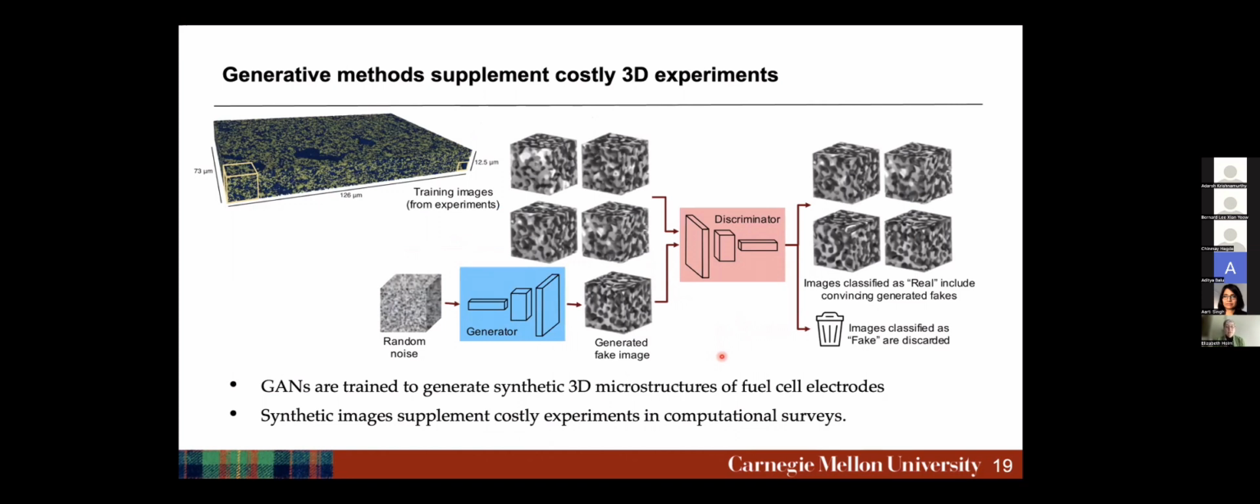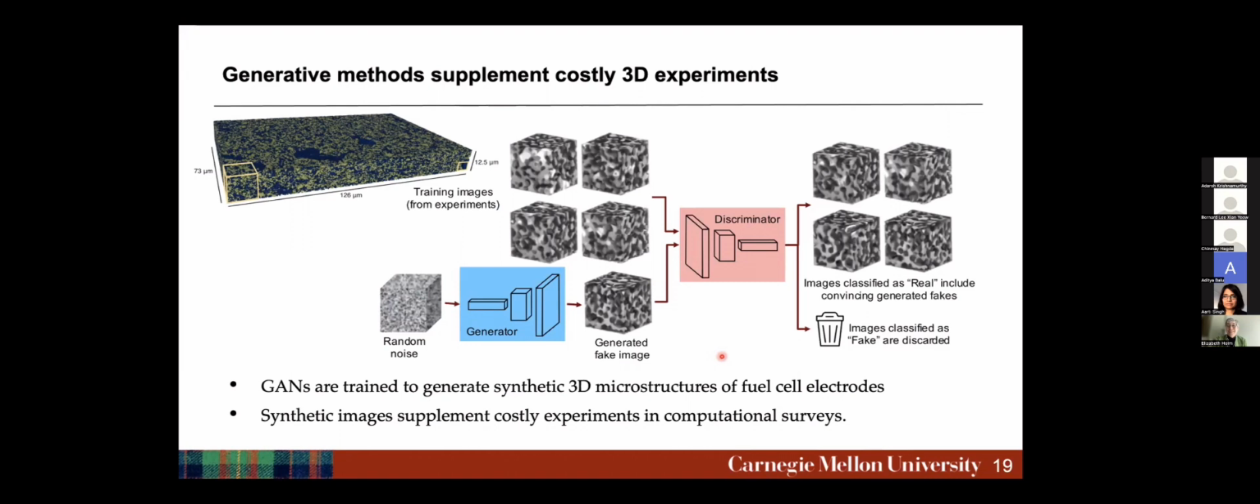Professor Salvador has a lot of very expensive, very impressive 3-dimensional pictures of these materials, 3-dimensional microstructures taken from experiments. So what we wanted to do, because these are such expensive images to obtain, we wanted to see if we could do a generative method to supplement that data set. And so we trained a GAN, a generative adversarial network, to generate synthetic 3-dimensional microstructures of these materials. They're complex 3-phase materials, and we wanted to see if we could come up with this supplementation of experiments. I won't go into detail here.